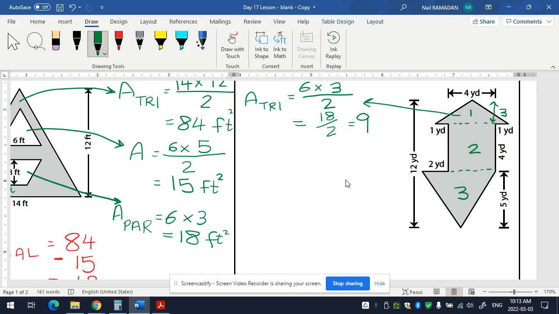Does anyone know what YD stands for? Yards. A yard is exactly 3 feet. So this ruler right here is 1 meter, which means it's 3 feet and a little bit. A yard is exactly 3 feet. Used a lot in sports when you measure the fields outside, especially in football. So 9 yards squared. Thank you.